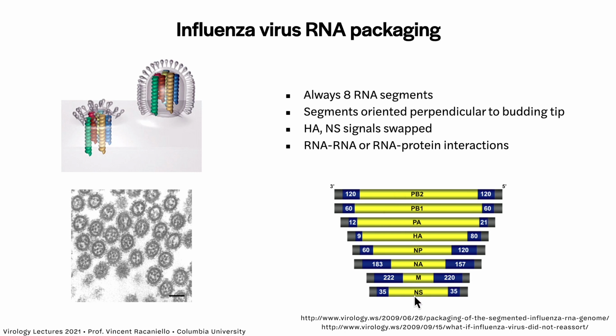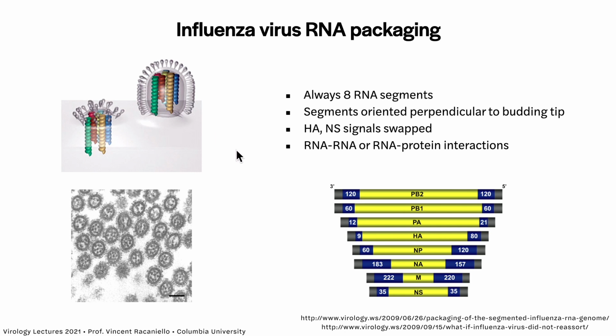Here are the 8 RNA segments of influenza virus, and these are the proteins encoded in each one. You can see here's the HA segment, for example, hemagglutinin. And in blue are these sequences at the end. They're the packaging sequences. And we think that these sequences interact with RNA. So RNAs interact with each other, and that would get the right 8 RNAs into the particle. And they also interact with proteins, viral proteins.